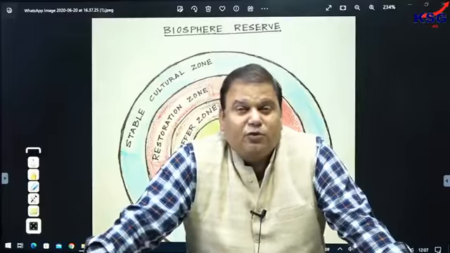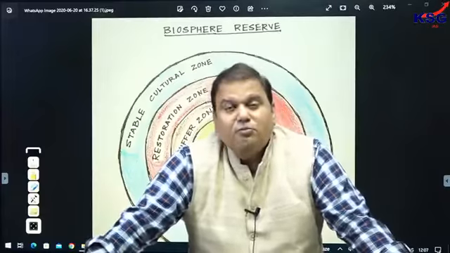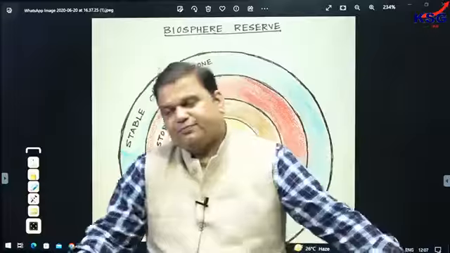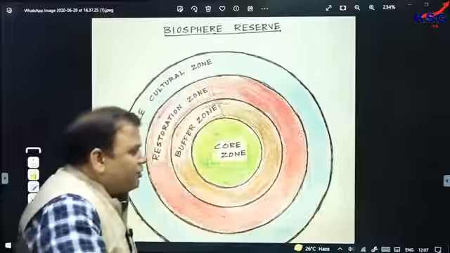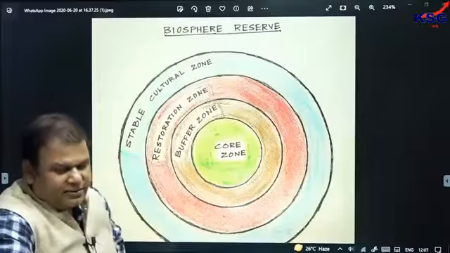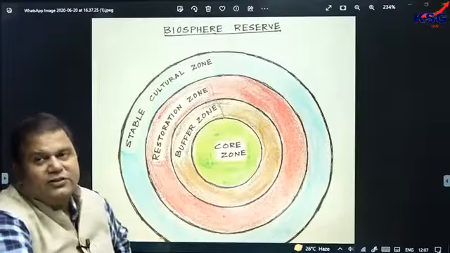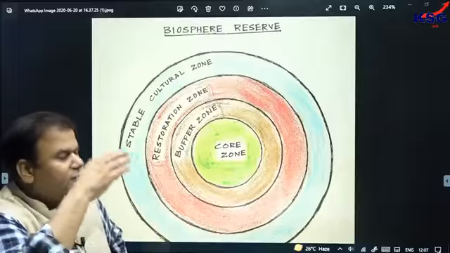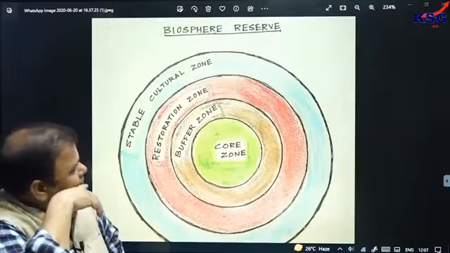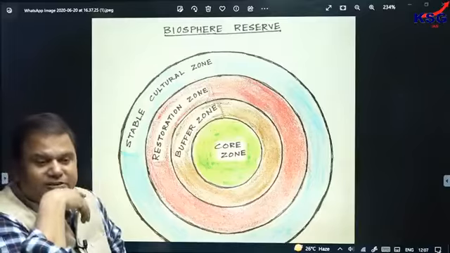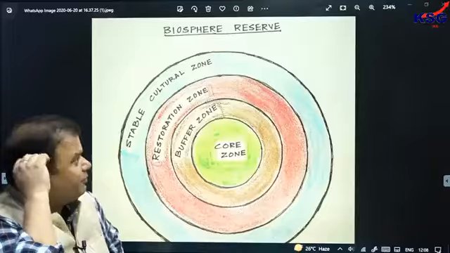The third, biosphere reserves are the most comprehensive protected area. And why are we saying so? Because within it, more than one national park or wildlife sanctuary can be present. Write down, as within it, more than one wildlife sanctuary and national park would be present.